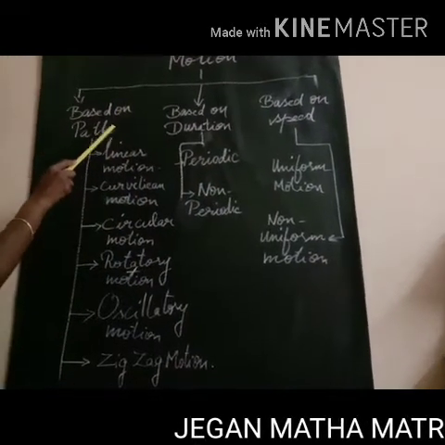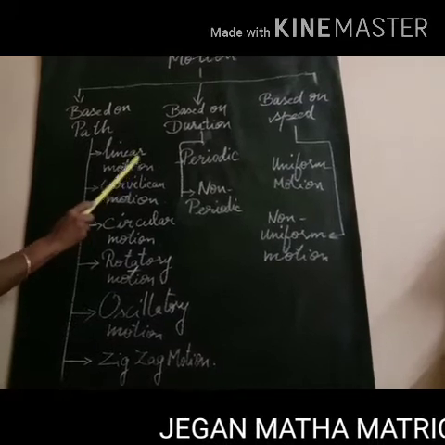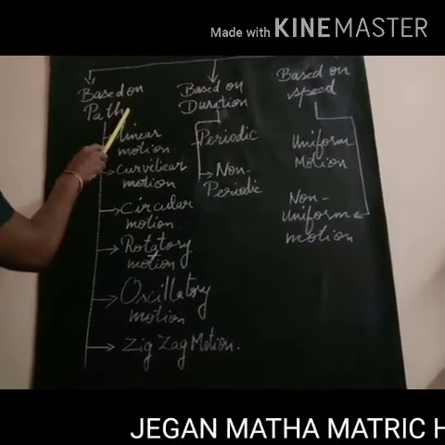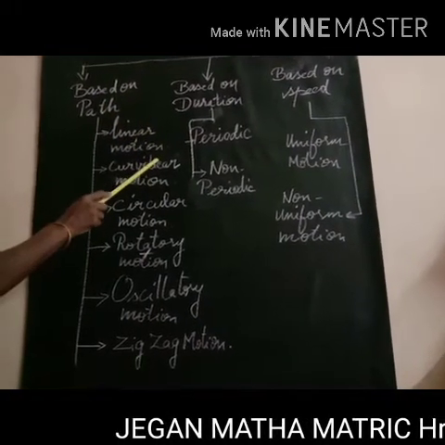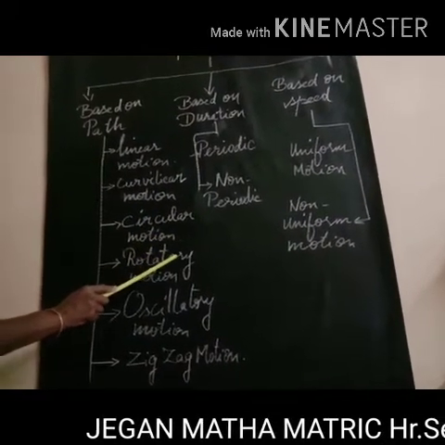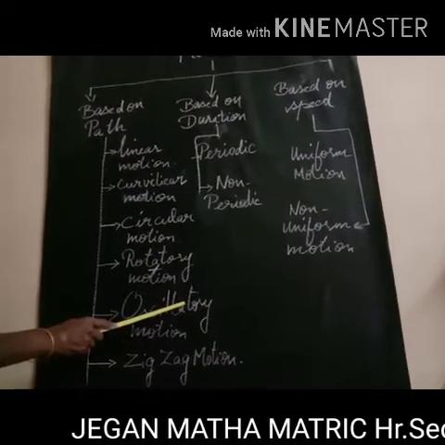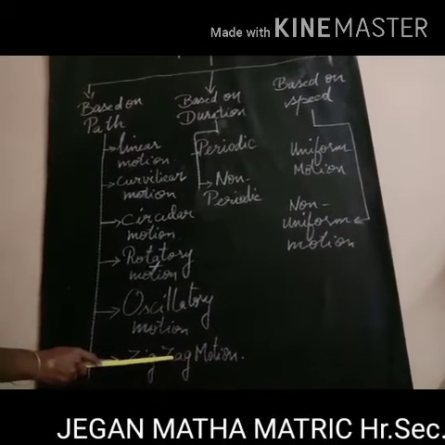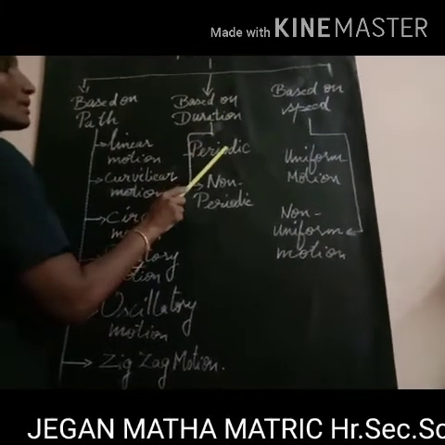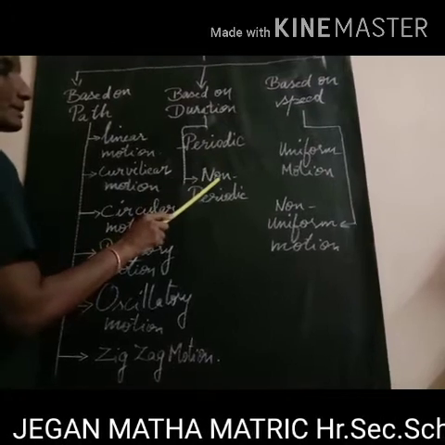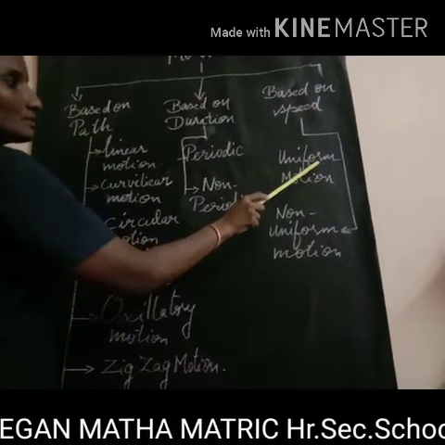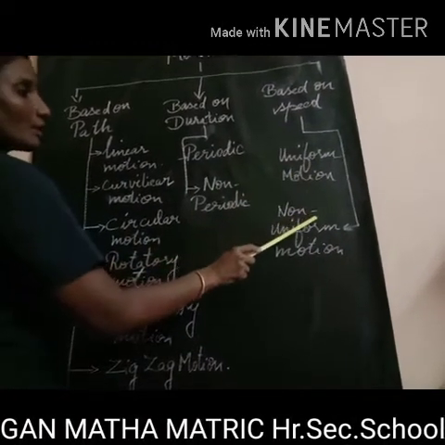Based on the path, it is classified into linear motion, curvilinear motion, circular motion, rotatory motion, oscillatory motion, and zigzag motion. Based on the duration, it is classified into periodic motion and non-periodic motion. Based on the speed, it is classified into uniform motion and non-uniform motion.